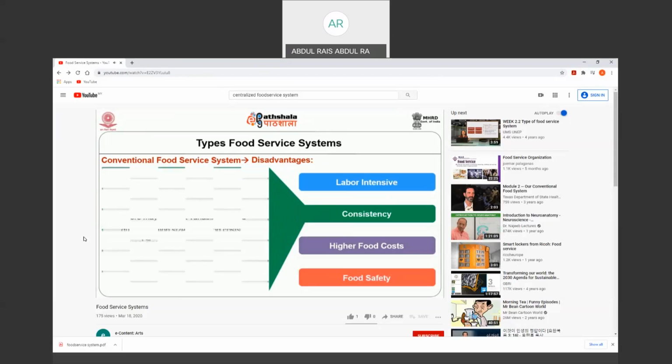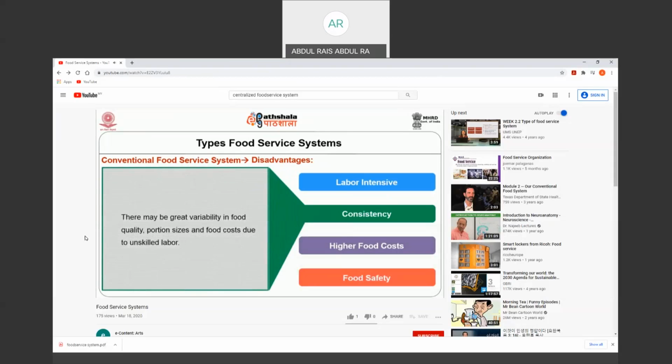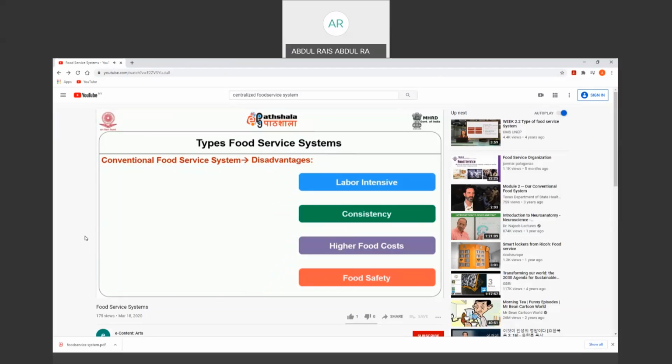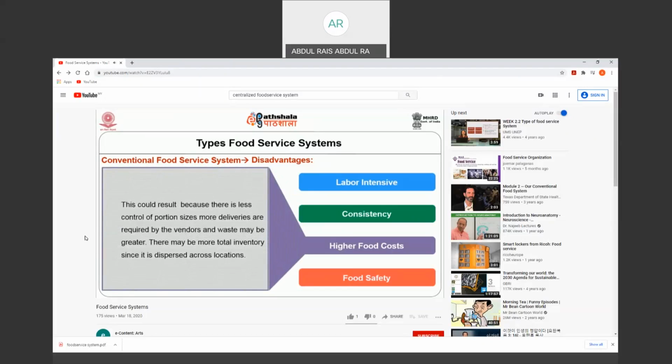The second is consistency. There may be great variability in food quality, portion sizes, and food costs due to unskilled labor. Higher food costs can be a problem in these systems. Higher costs could result because there is less control of portion sizes, more deliveries are required by the vendors, and waste may be greater. There may be more total inventory since it is dispersed across locations.